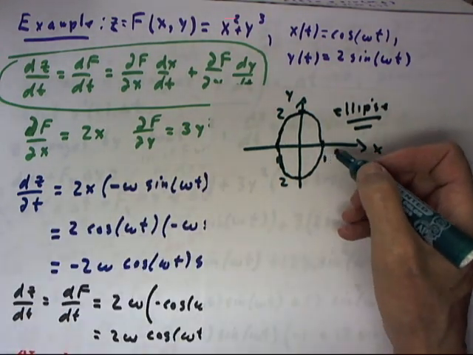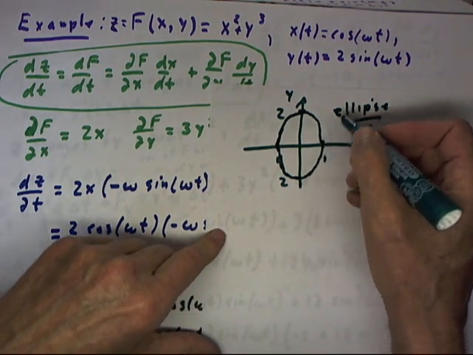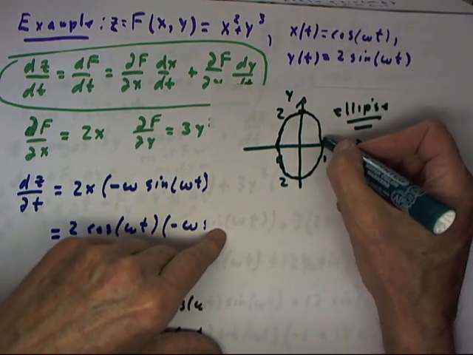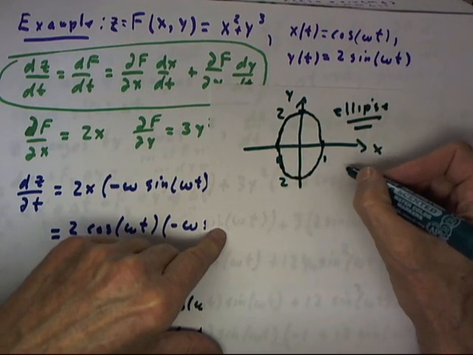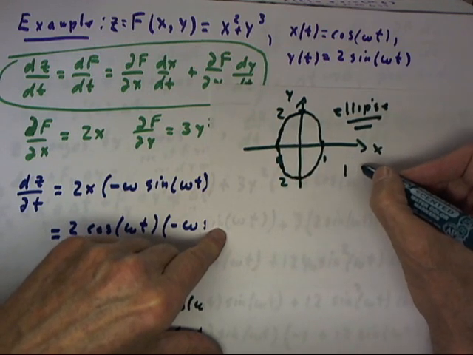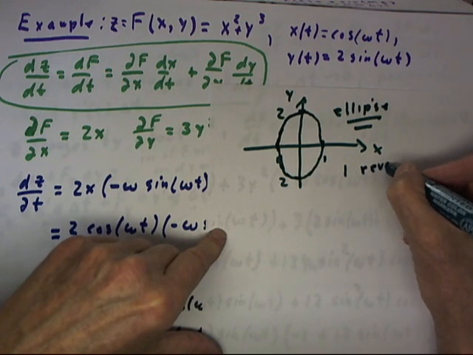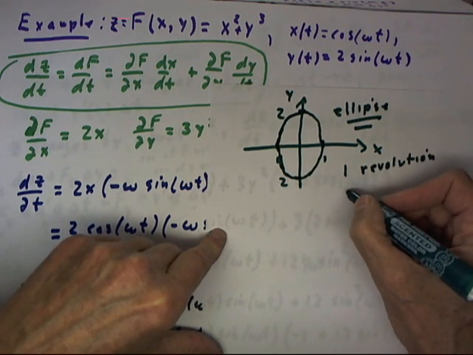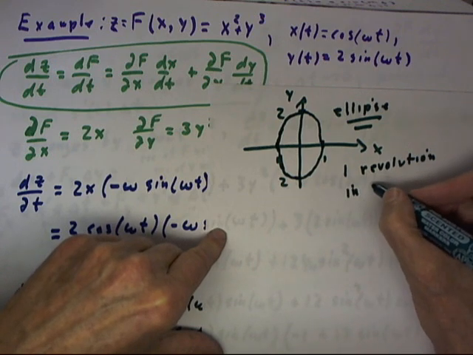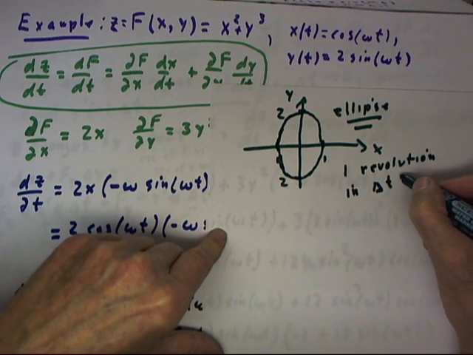So x and y follow a path around this ellipse. And one revolution around the ellipse takes a time interval of 2 pi.